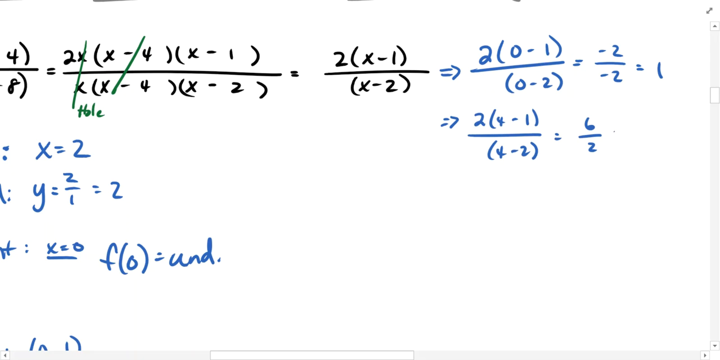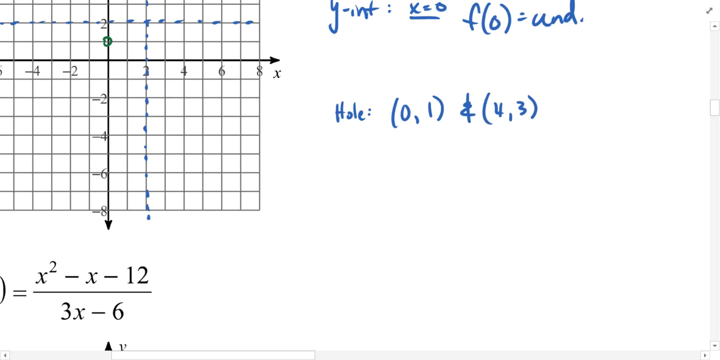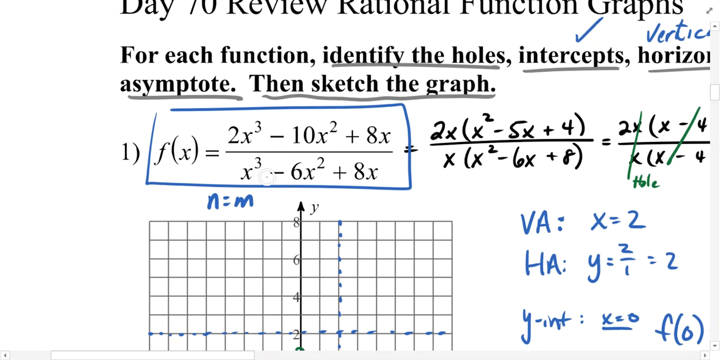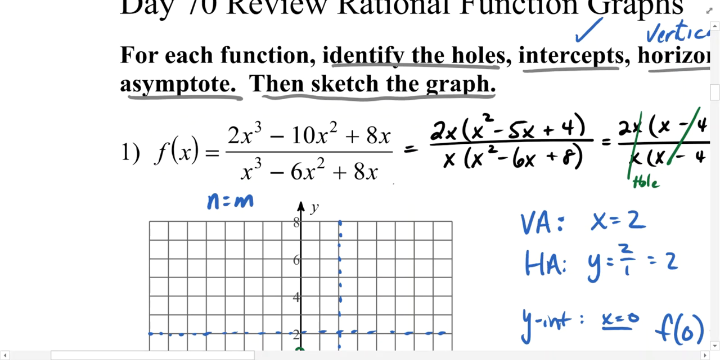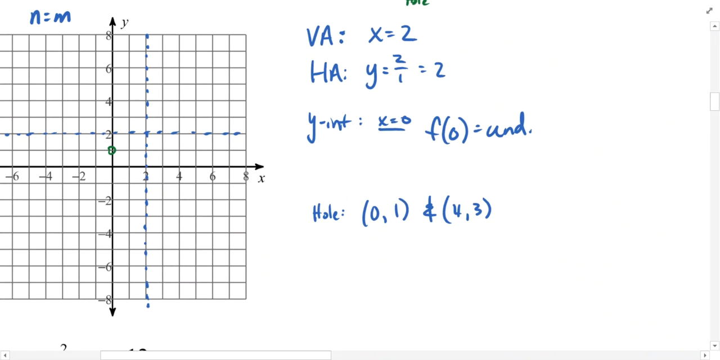Well, that becomes 6 over 2, or 3. And so we have another hole. When the x value is 4, the y value is 3. Here again, if I were to substitute 4 into this original function, by the time I evaluate this denominator, 4 cubed minus 6 times 4 squared plus 8 times 4, I would end up with a 0 in the denominator, which of course would produce an undefined result.